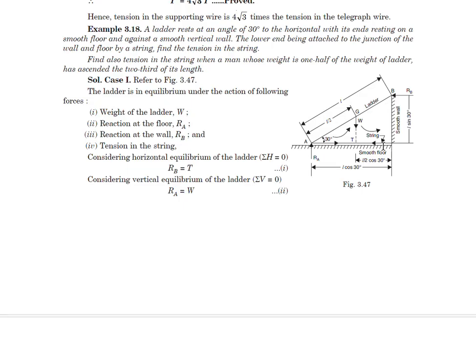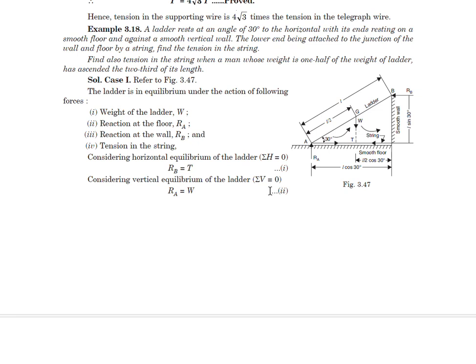Okay, so in one problem you have this ladder, its weight is acting at its midpoint. There is a reaction at point B, there is a vertical reaction at point A, and there is a string which is giving a tension of T. So by resolving the forces horizontally, RB will be equal to T because only two are horizontal, and RA will be equal to W. That is very much evident from this.